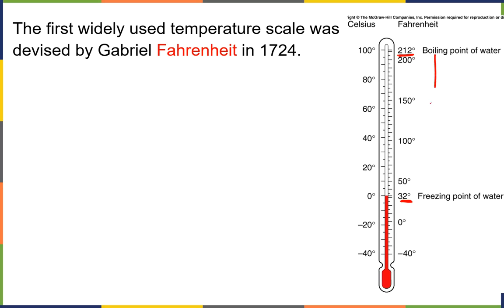So the difference between boiling and freezing is 180 Fahrenheit degrees. Technically, if you're talking about a change, you put the degree sign after. If you're talking about the actual temperature, you put it before. Nobody pays attention to that technicality. So 180 degrees between freezing point of water and the boiling point of water.